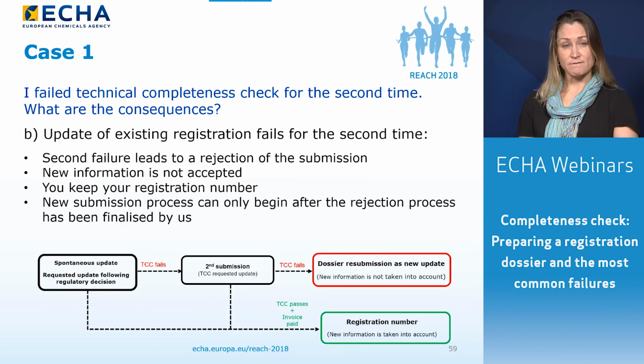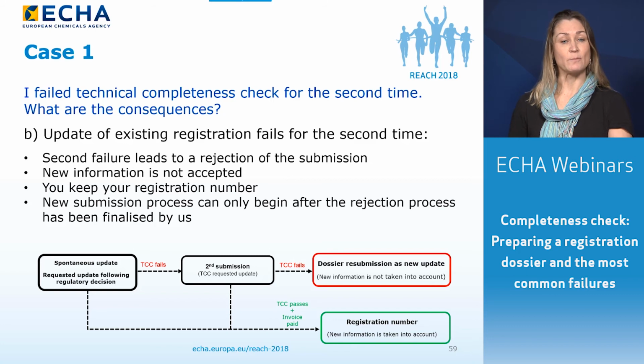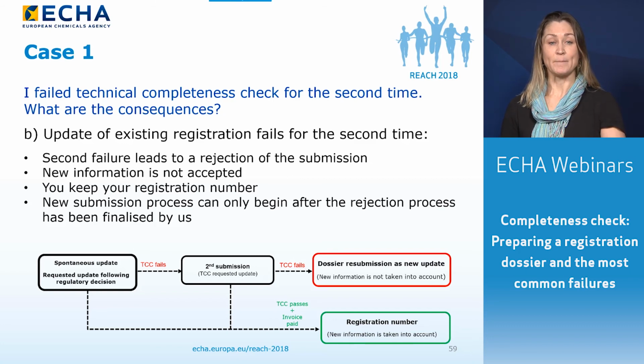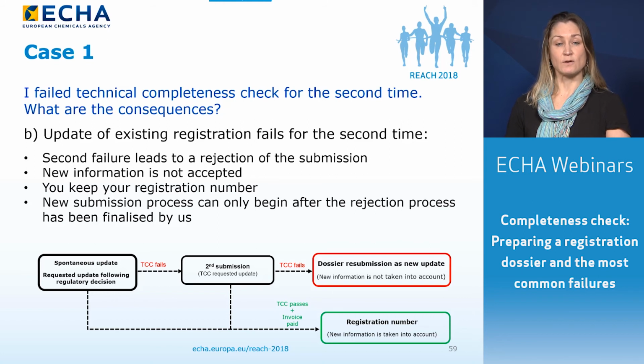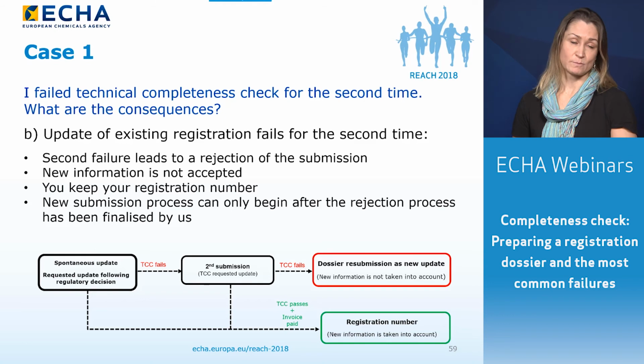The second case is an update of an existing registration, which fails for the second time. The same as with the initial submission, the second failure leads to the rejection of the submission. In this case, no new information will be accepted. However, you do keep the registration number which you already received with your initial submission. The new submission process can only begin after the rejection process has been finalized by us, and the rejection process can take up to several weeks to be finalized.